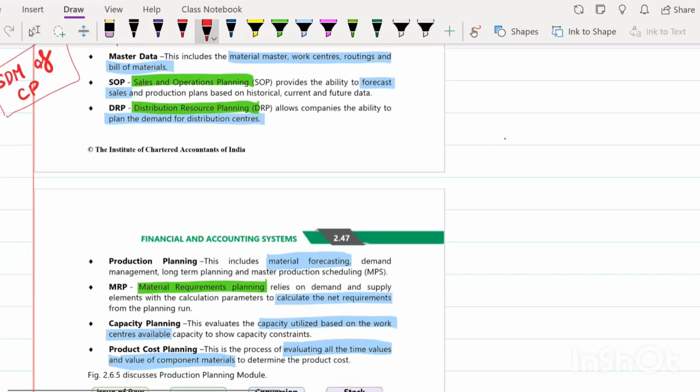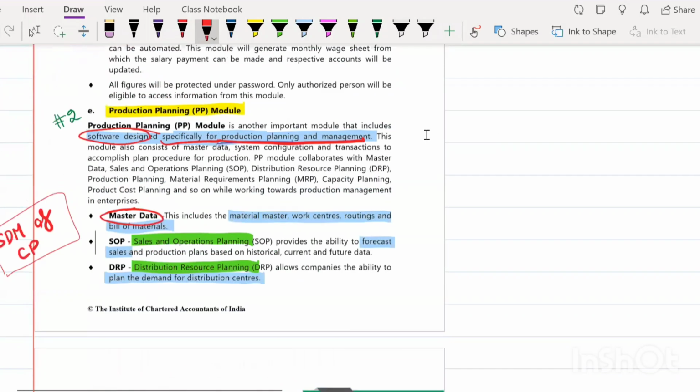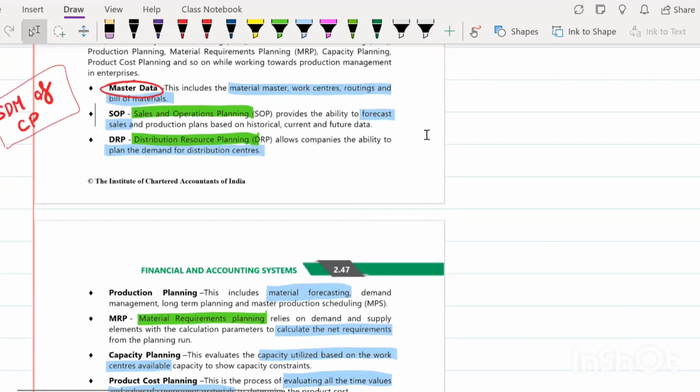In this module, there will be master data. What master data will be there? Because this is your production module, to produce you need raw material, so you have that raw material master data. Where is this raw material going to get processed? So you will have those work centers data. You will have routings, and you will have the bill of materials also.